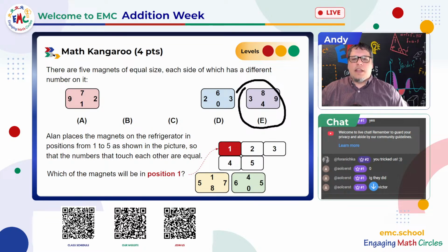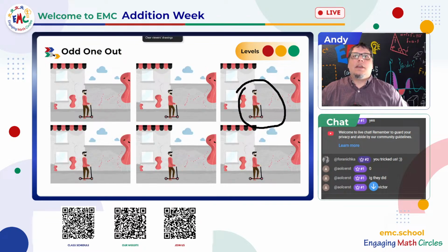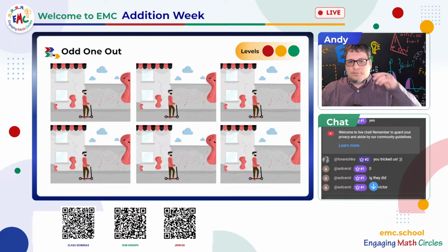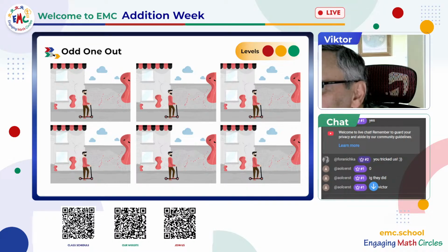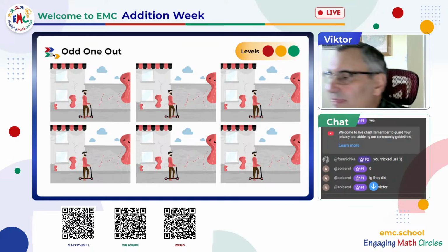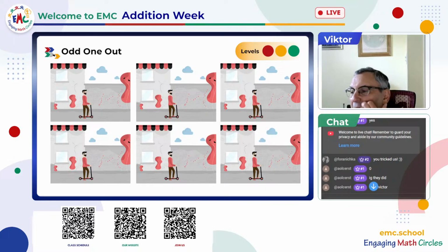Victor, it's time to strain your eyes again. We gotta find the odd one out. Odd one out. Okay. I found it. The bottom right. Bottom right. This one. Because it's mixed.